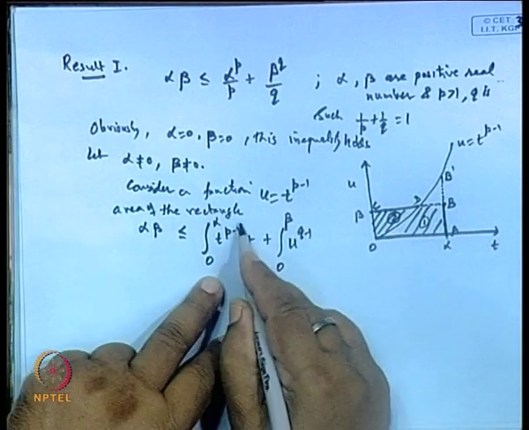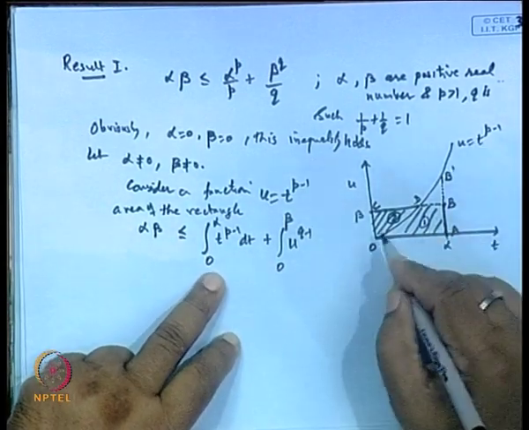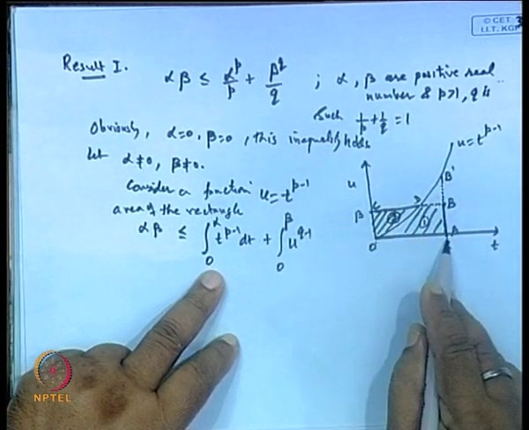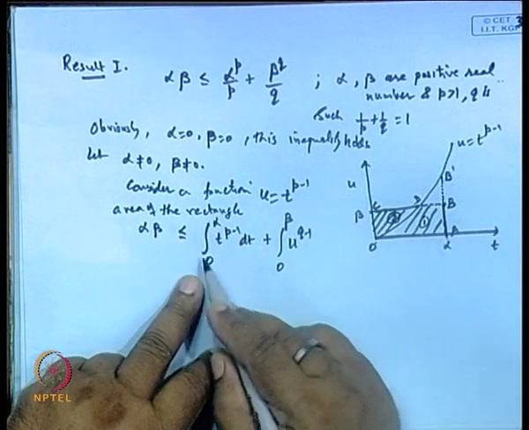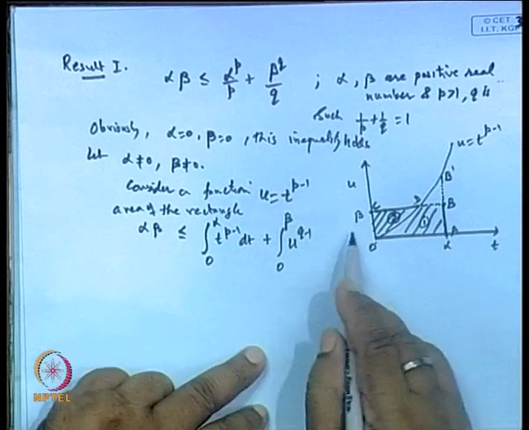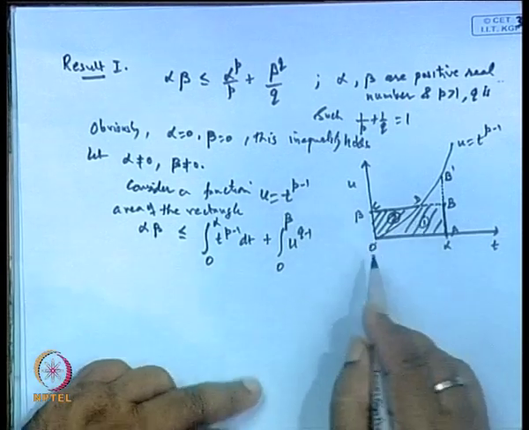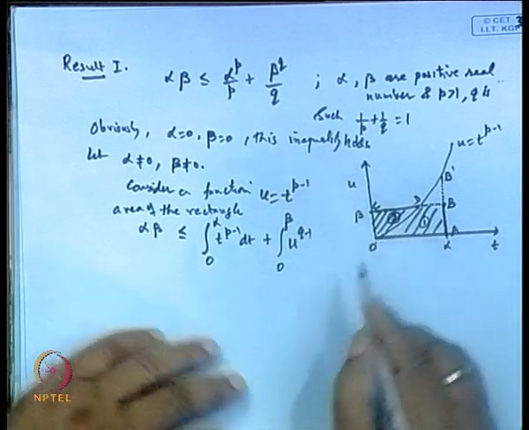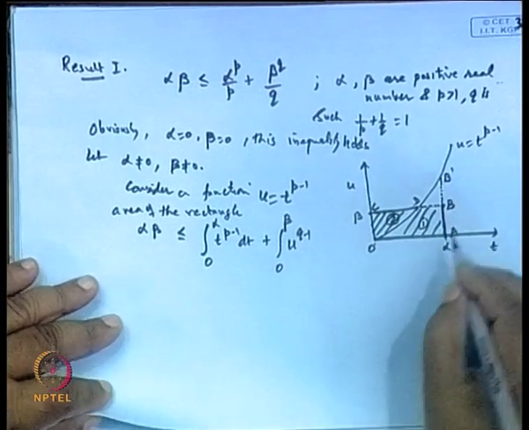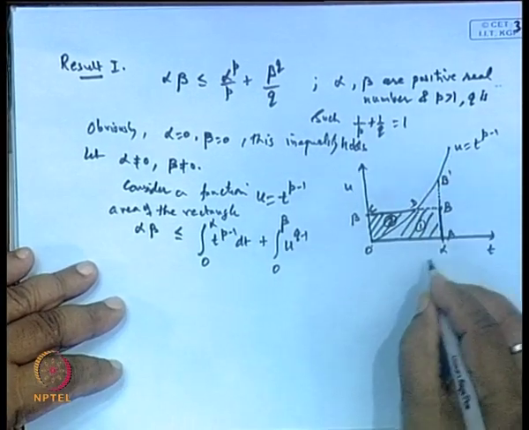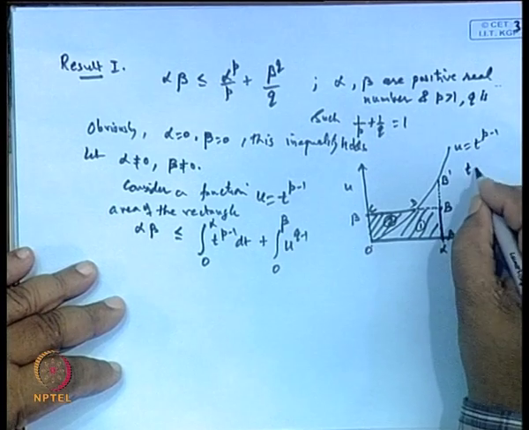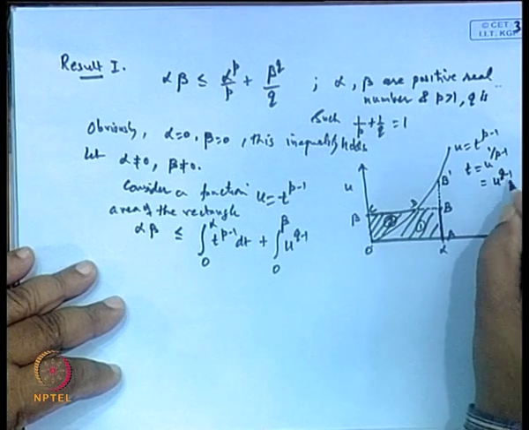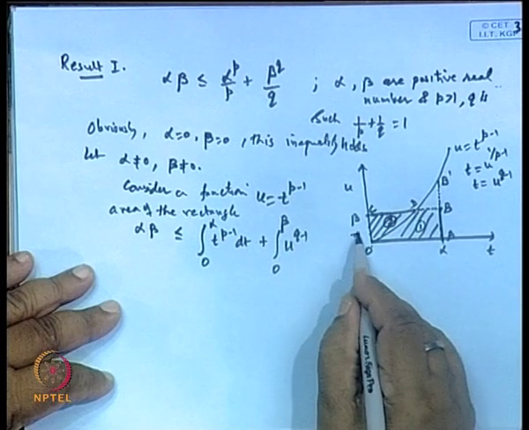is the area of this part, because the curve is u equal to t to the power p minus 1, bounded between 0 to alpha. So, the area will be the integral from 0 to alpha of t to the power p minus 1. And if I look at the function along the axis of x in this direction, then this portion of the curve is t equal to u to the power 1 by p minus 1, which is as good as q minus 1. So, this is the curve if I look along this direction.